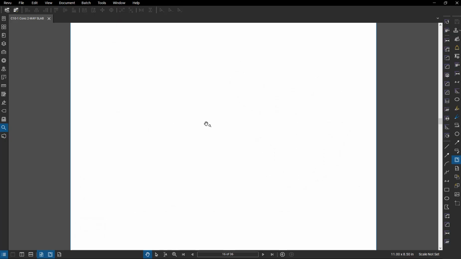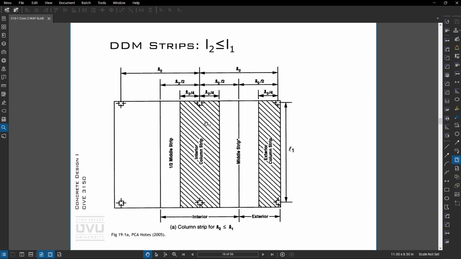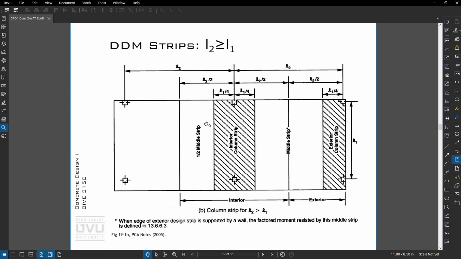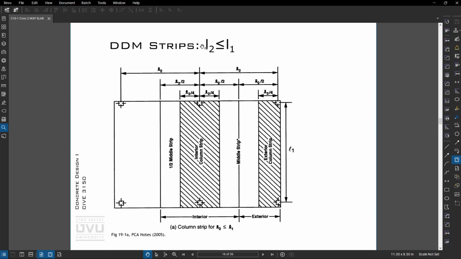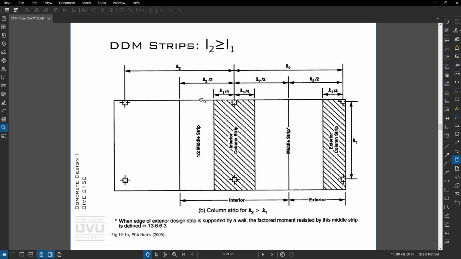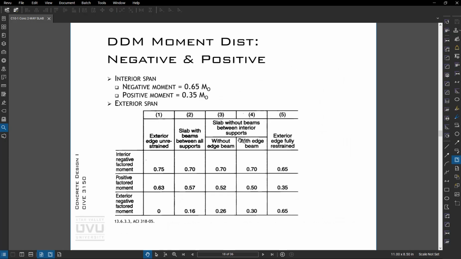All right, so some geometry definitions based on the lengths. If L2 is less than L1, so the primary span is L1, then the column strip is defined as L2 over 4. And if L2 is greater than L1, then it's L1 over 4. From there, in an interior span, 65% of the static moment goes as negative moment, 35% as positive moment.